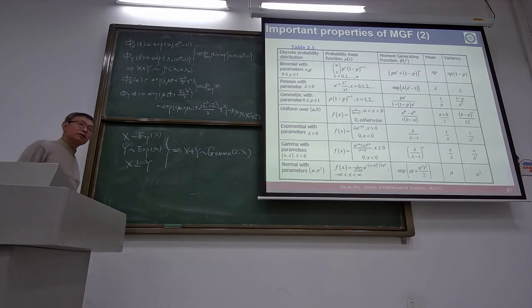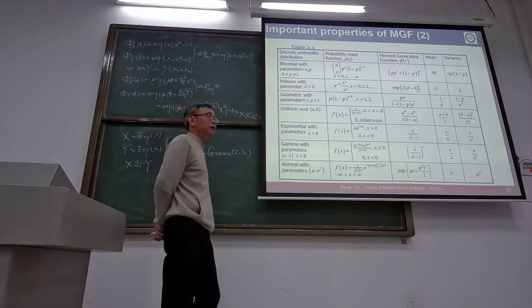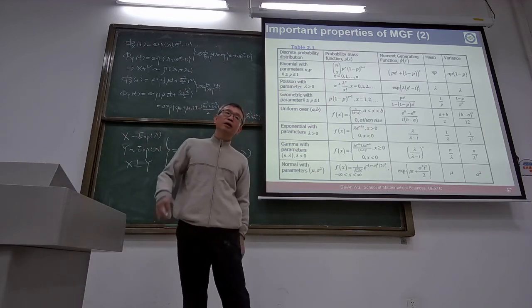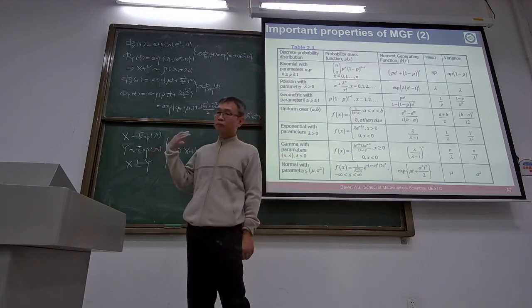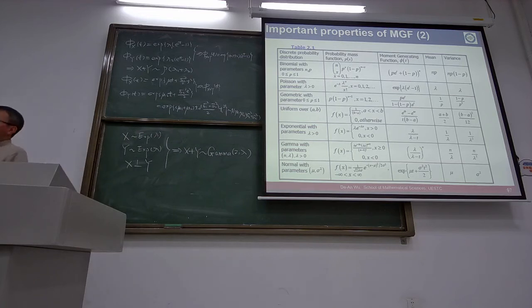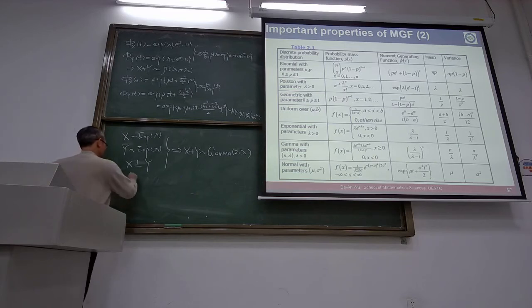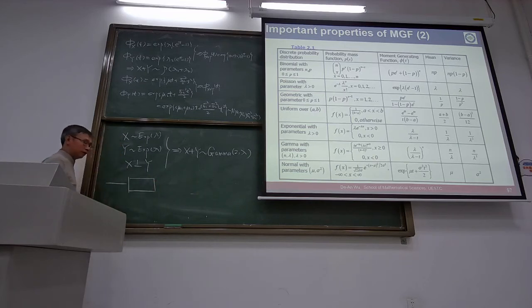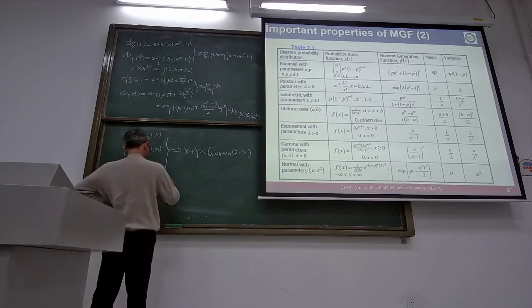That means gamma distribution with parameter n, lambda is just the sum of n exponential distributed random variables. Just use the example we have discussed previously.